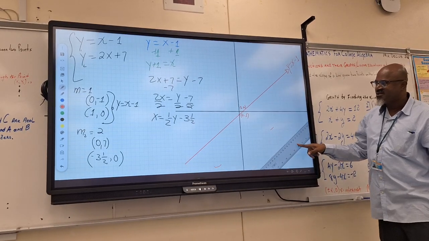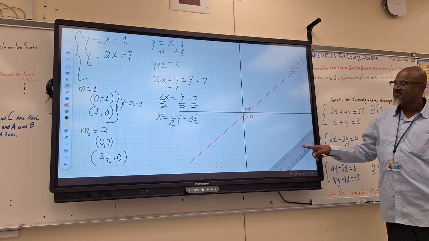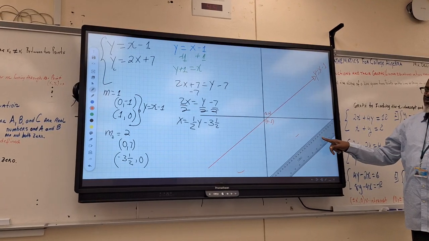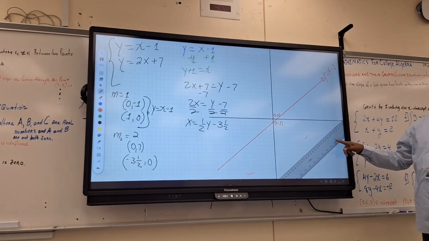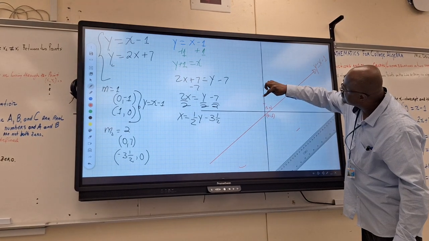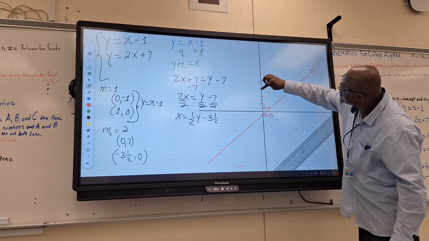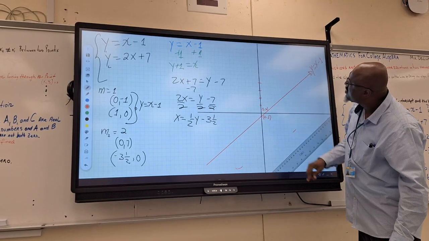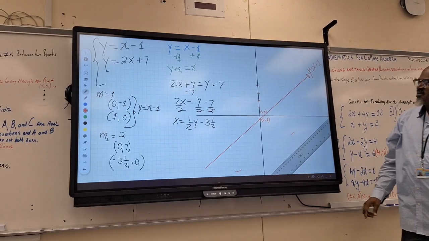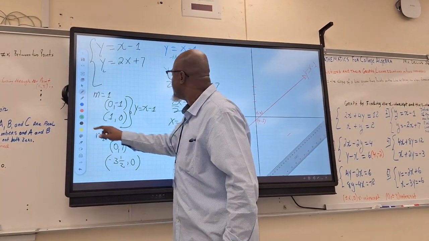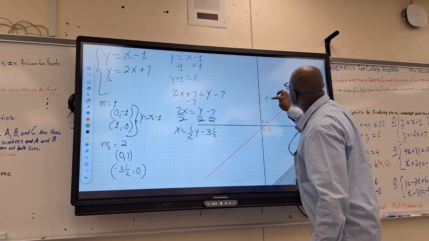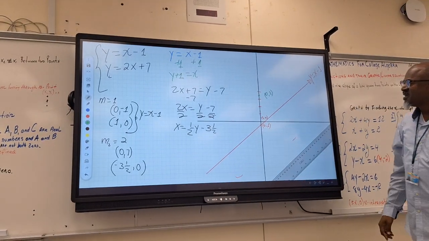For the second line, what is the y-intercept? How many units? 2. That will be +2, +4, +6, +8. Where will you put 0, 7? In between 6 and 8. Halfway, right? That will be this point here, 0, 7.